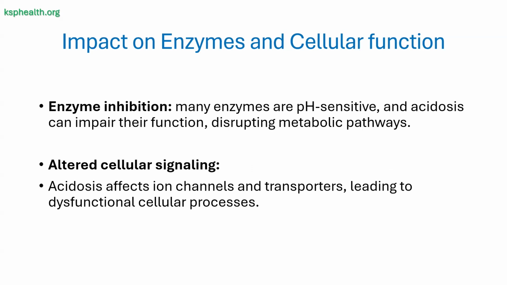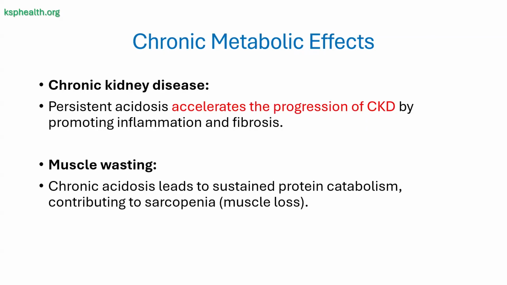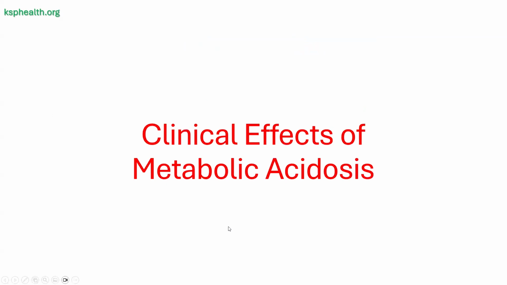It also causes enzyme inhibition. Many enzymes are pH sensitive. Acidosis can impair function, disrupt the metabolic pathways, and alter cellular signaling. In chronic kidney disease, not addressing acidosis accelerates the progression of chronic kidney disease. It's really important to control acidosis even in chronic kidney disease. And it also causes muscle wasting, leads to sustained protein catabolism, contributing to sarcopenia, which is muscle loss. These are the metabolic effects of metabolic acidosis.